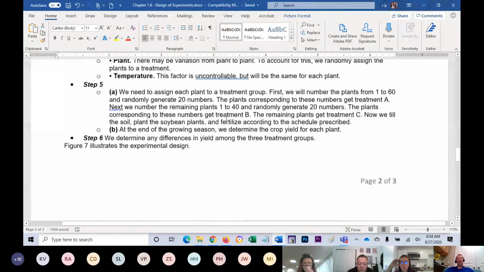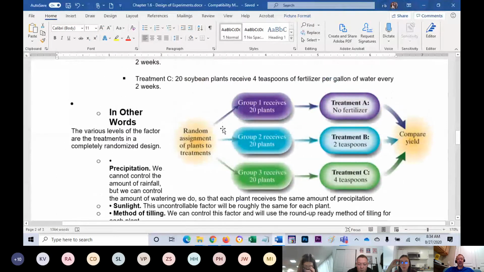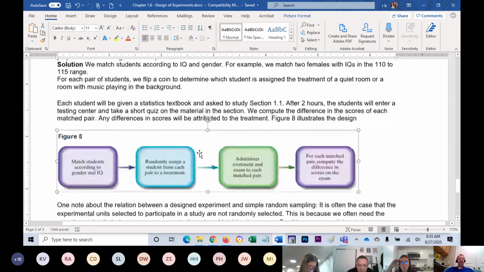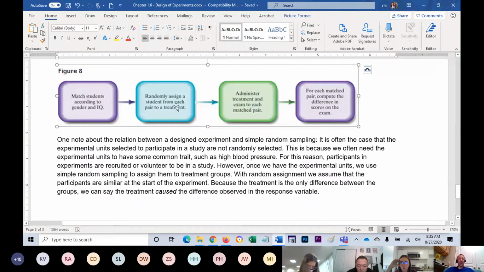One of the things I'm going to point out here is that very often on the quiz or on the test, people forget about this random assignment. They'll draw everything, but they won't randomize. So remember, randomization is really important to the completely randomized design. And it's important here as well, but it's the second step rather than the first step. So we'll randomize the treatment to each pair of students, and then we will administer the treatment and the exam to each matched pair.